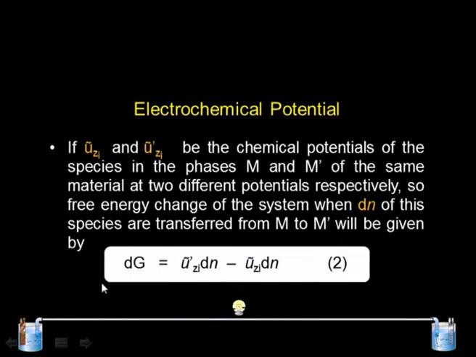If mu zi and mu bar zi are the chemical potentials of the species in the phases M and M prime of the same material at two different potentials respectively, we can say that the free energy change of the system when dn of this species are transferred from M to M dash will be given by the relation dG is equal to mu bar zi dn minus mu zi dn.